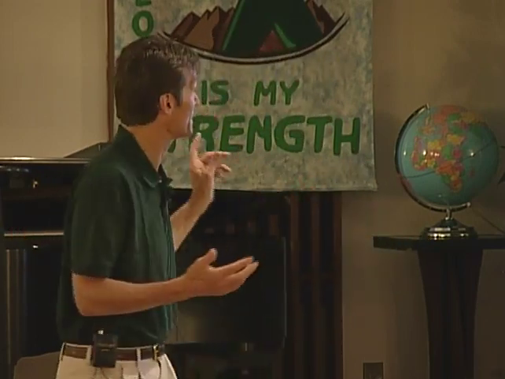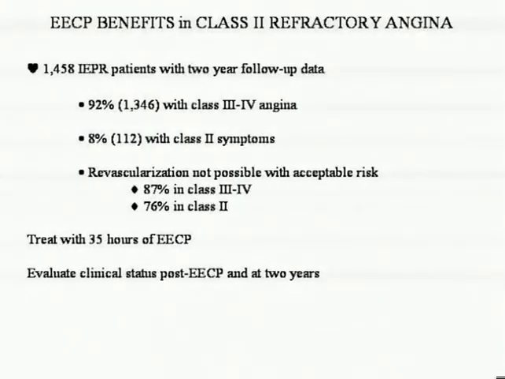But many patients elect to undergo ECP even when they're not on death's door. And here let's look at people with class 2 symptoms. They had chest pain and shortness of breath, but they had to walk 2 blocks or 2 flights first. Can we help these people with ECP? Well, of the nearly 1,500 patients in the registry study with 2-year follow-up, 92% had severe class 3 or 4 angina, but 8% had class 2 symptoms and elected to undergo ECP.